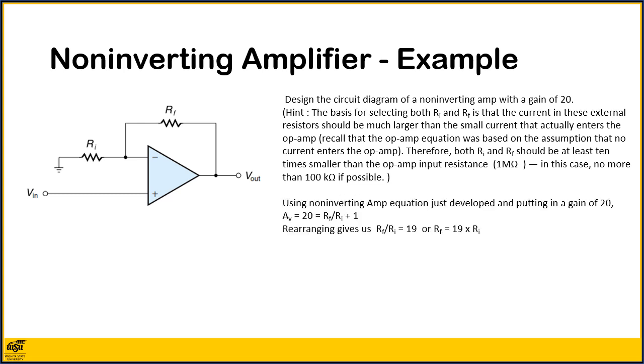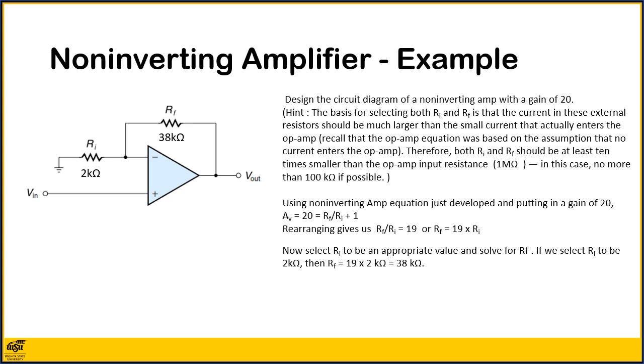Using the non-inverting amp equation just developed and putting in a gain of 20, we get AV is equal to 20 equals Rf over Ri plus 1. Rearranging gives us Rf over Ri equals 19, or Rf equals 19 times Ri. Now select Ri to be an appropriate value and solve for Rf. If we select Ri to be 2 kiloohms, then Rf equals 19 times 2 equals 38 kiloohms. Note the equation is a ratio and there are many options that will work: 1 and 19, 3 and 57. The final choice of resistors will depend on a number of factors that you will pick up along your training, and you shouldn't worry about it too much now.